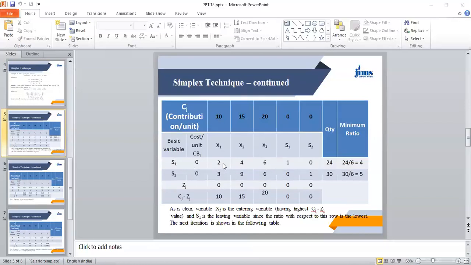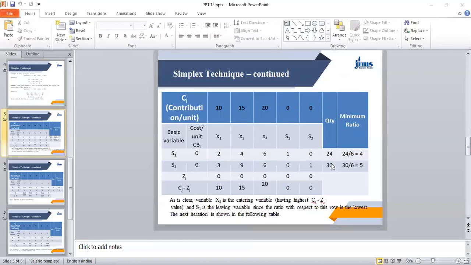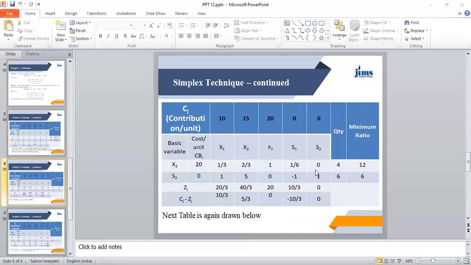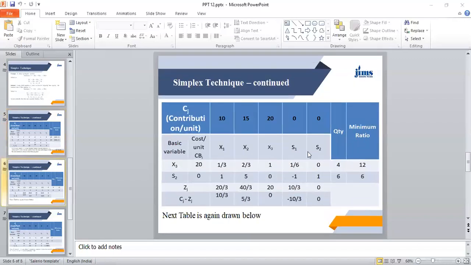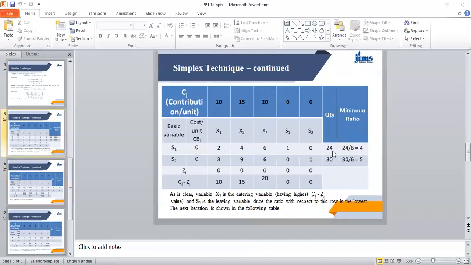So 2 by 6 will be equal to 1 by 3. 4 by 6 will be 2 by 3. 6 by 6, 1. 1 by 6, 0. And 24 by 6 equal to 4. So see in the next table what we find: 2 by 6, 1 by 3. 4 by 6, 2 by 3. 6 by 6, 1. And 1 by 6, 0. And 24 by 6, 4.